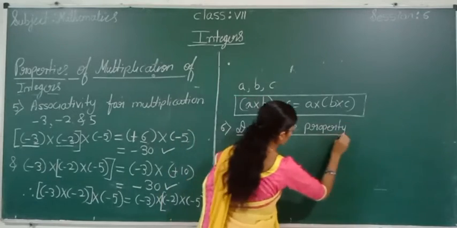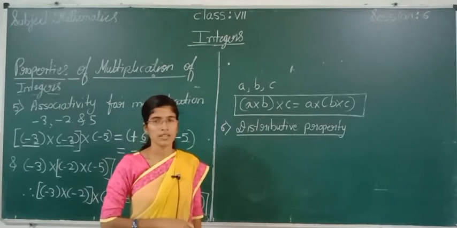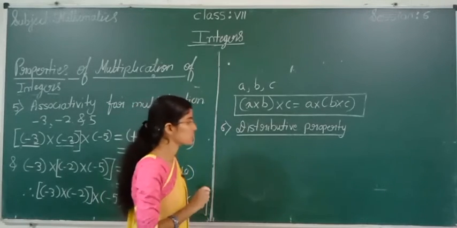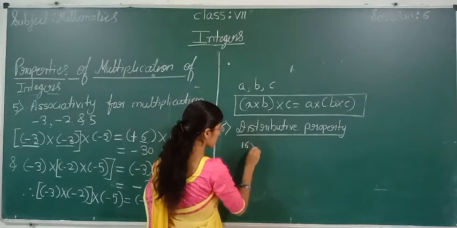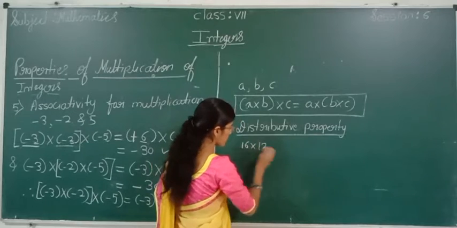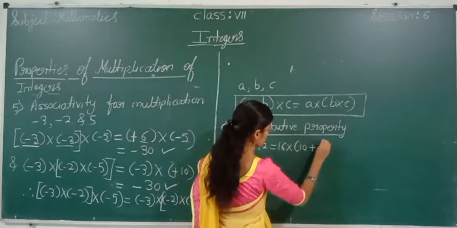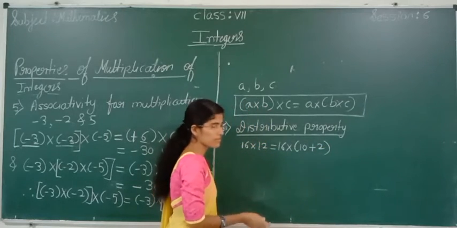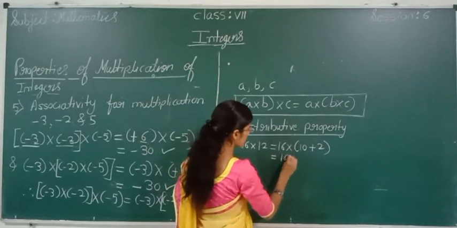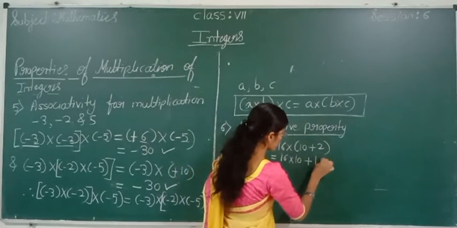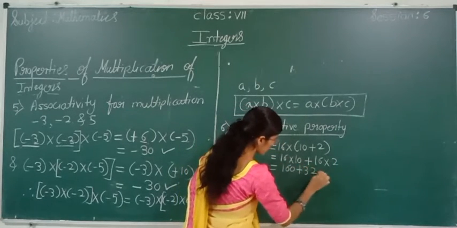So we know that we have learned the distributive property. Yes, in 6th standard, in the whole number chapter, we learned this distributive property. So you know that 16 into 12 is nothing but 16 into 10 plus 2. This is the distributive property, right? 16 into 10 plus 16 into 2. 16 tens are 160, 16 twos are 32, the answer will be 192.